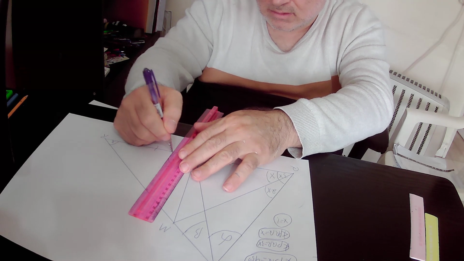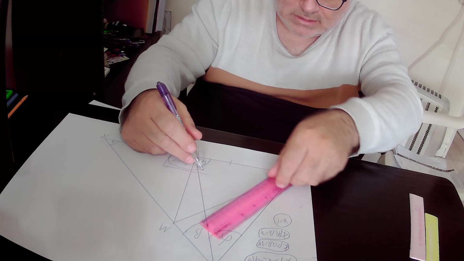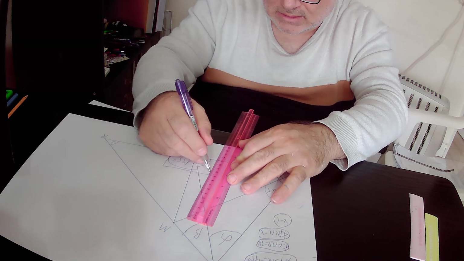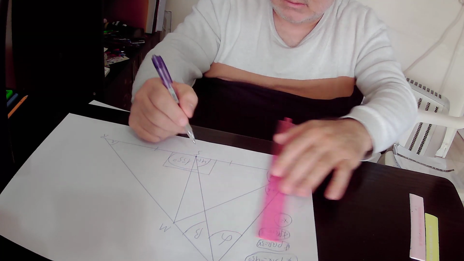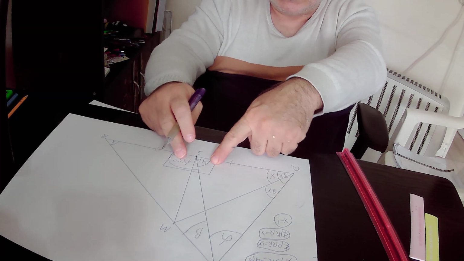This is a right angle, and this angle will also be equal to 90 degrees. So those two angles are right angles.